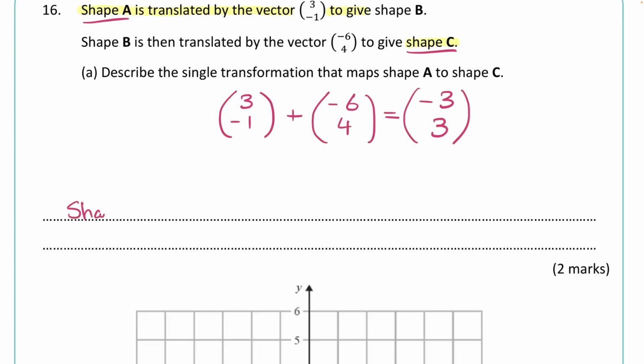We've got shape A is translated by the vector minus 3, 3. And we'll just write that in, minus 3, 3. There we go. And you could say to give shape C as well. But shape A is translated by the vector minus 3, 3 is the description of that single transformation.